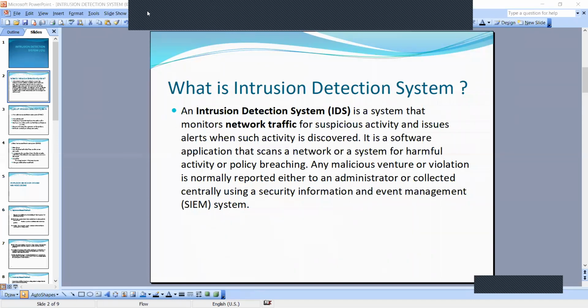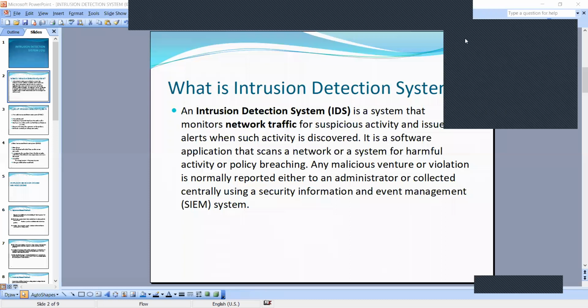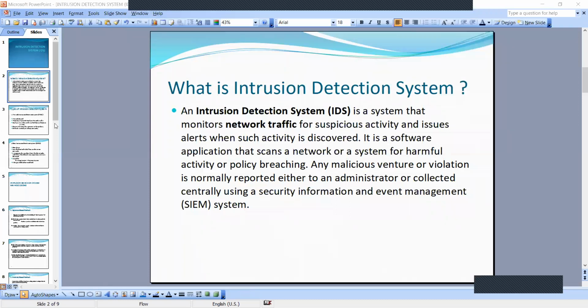So what intrusion detection system is? An intrusion detection system is a system that monitors your network for suspicious activity and issues alerts when such activity is discovered. So what intrusion detection system does is it continuously monitors your system or your network.